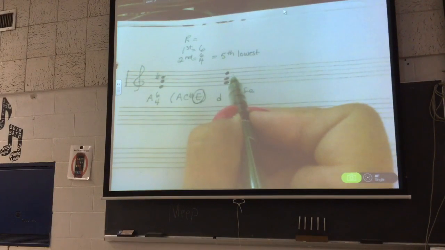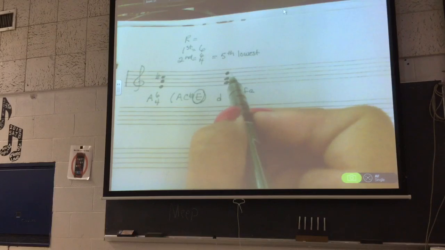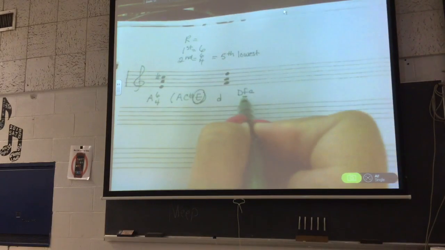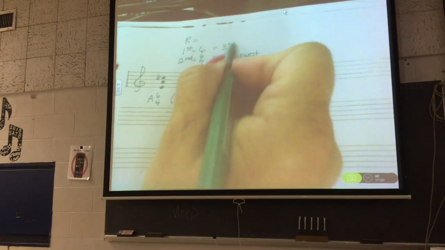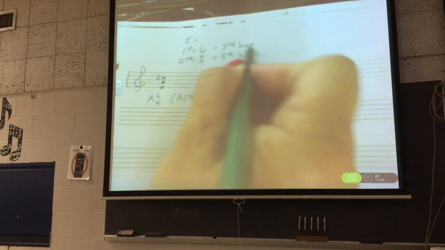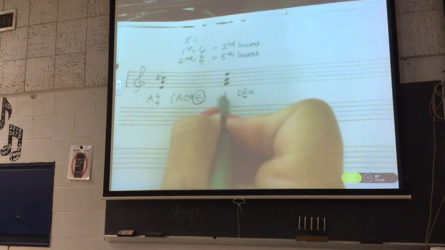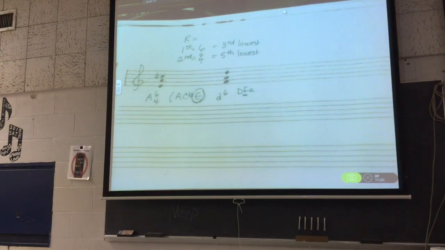Is it in root position, I say to myself? No. Which member of the chord is the lowest sounding note? It's the F. Therefore, it must be in first inversion, and my symbol is a 6. So I write D6, and I made the D lowercase because it is minor.